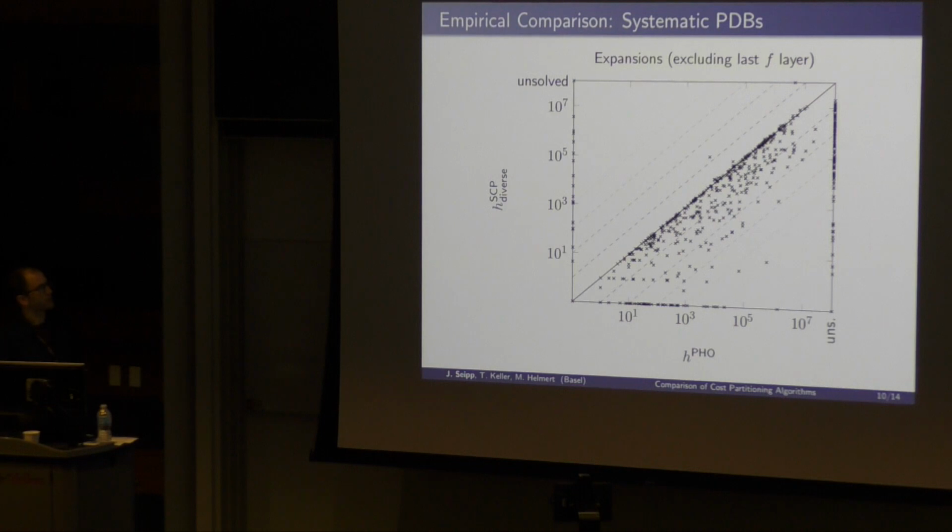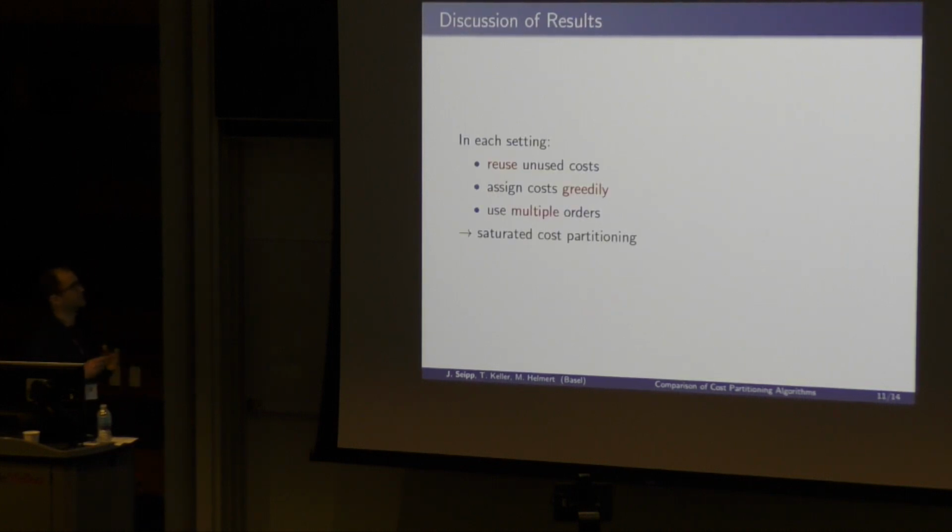Okay, we can see why this is the case, because the saturated cost partitioning heuristics are just way more informed than the post-hoc optimization. So these are the expansions, excluding the last F layer, and we see that we usually use several orders of magnitude fewer expansions with the saturated cost partitioning heuristic. So summing up our results that we saw in all settings, it is preferable to reuse unused costs, assign them greedily, and use multiple orders. And this is essentially what saturated cost partitioning does.